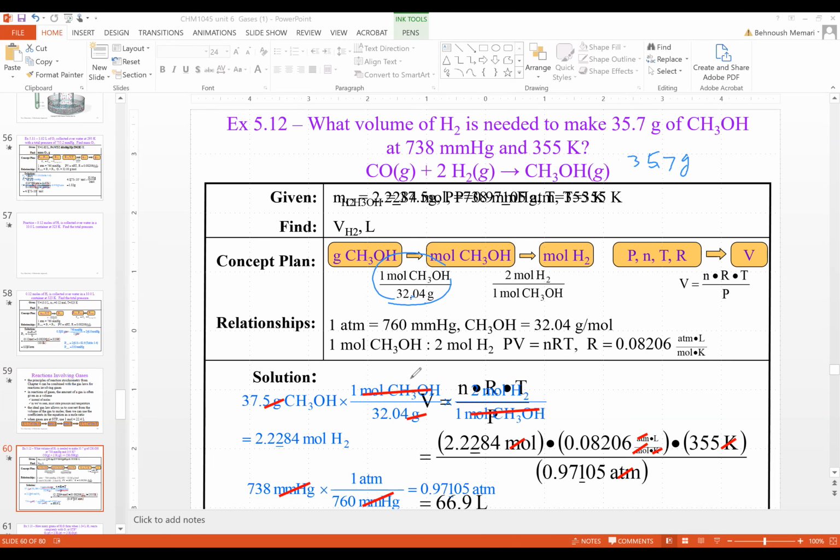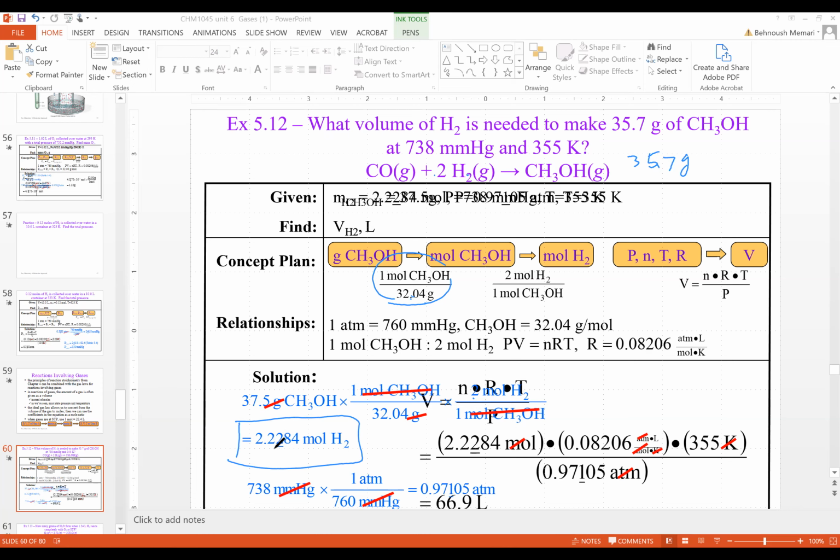When we have the moles of methanol, then from the balanced equation, you would say 2 moles of hydrogen for every mole of methanol. So you look at the blue color: it says 2 moles of hydrogen over 1 mole of methanol. And that gives us the number of moles of hydrogen needed.